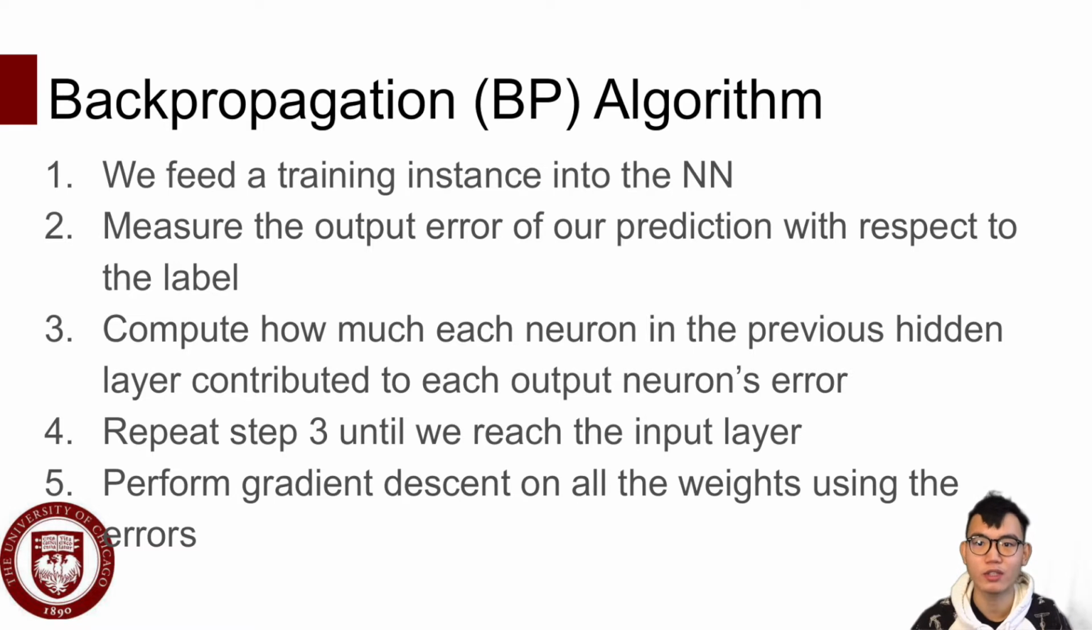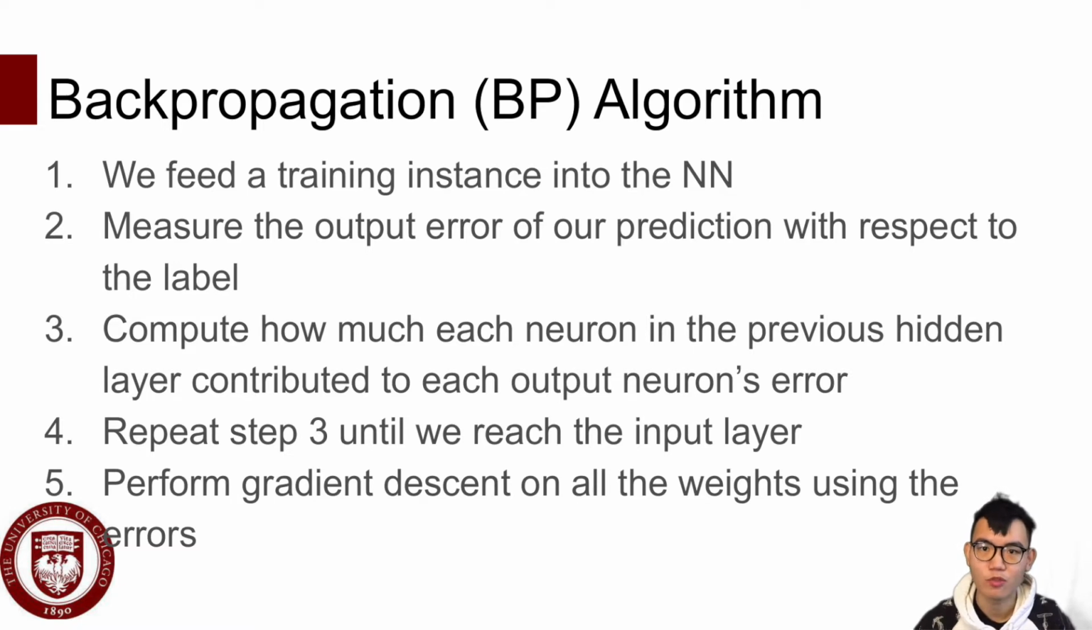Neural networks are trained using an algorithm called backpropagation. First, a training instance is fed through the neural network to make a prediction. We then measure how far our prediction is from the actual label. Next, we compute how much each neuron in the previous layer contributes to the output prediction. We iteratively do this for each layer. So for example, if we are up to layer 5, we compute how much each neuron in layer 4 contributes to the output error of layer 5. We want to repeat this process until we get up to the input layer.